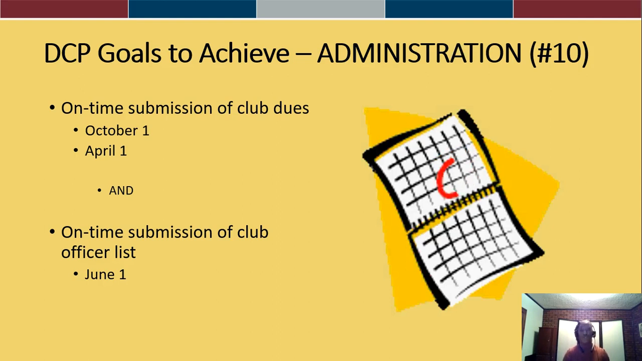You want to make certain that your club is submitting dues on time. We have 2 dues periods, October 1st and April 1st. No grace period exists. If your club does not have payments on file for at least 8 members by October 1st or April 1st, your club will be considered suspended. Get the dues in on time.